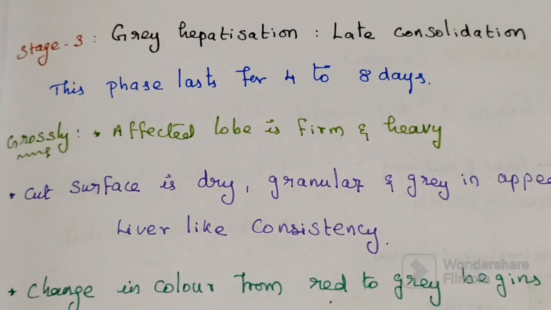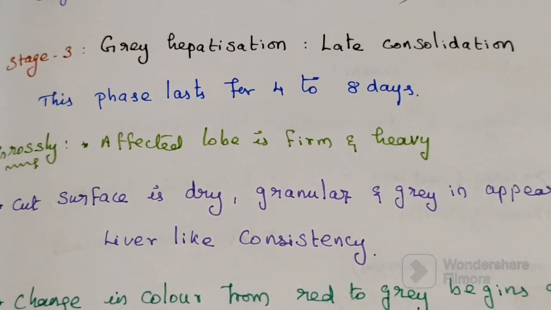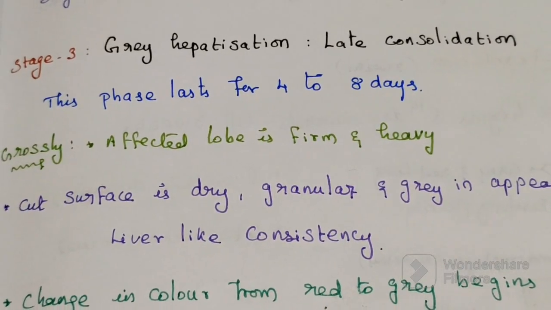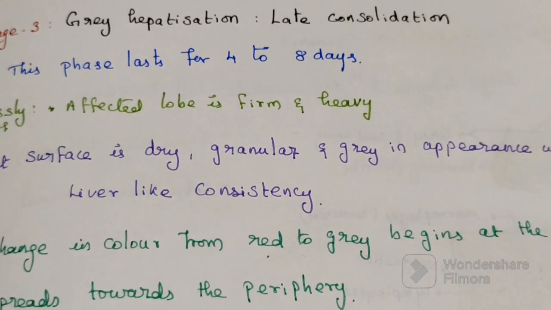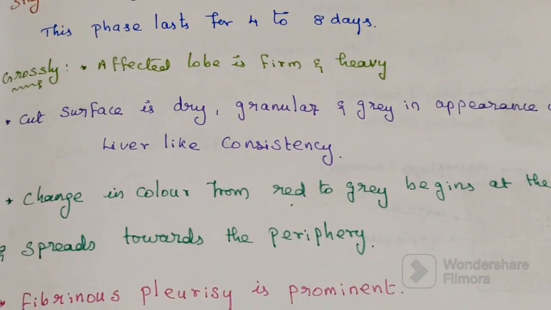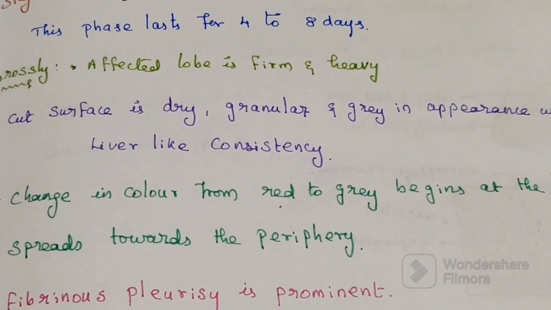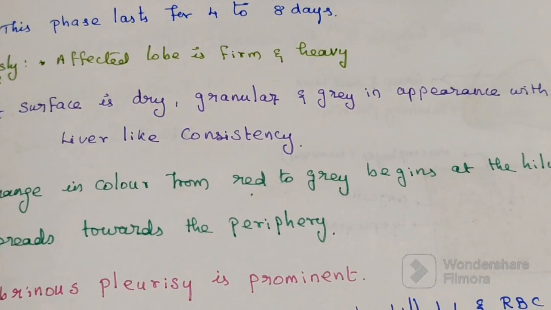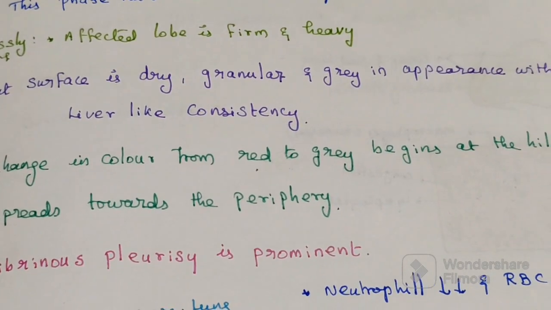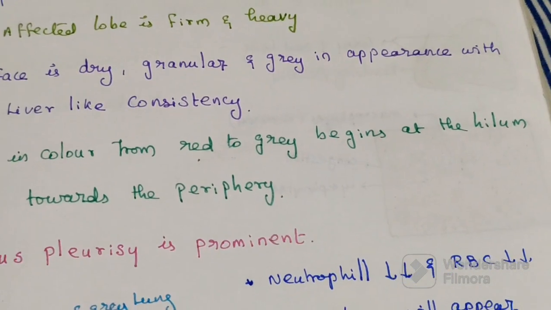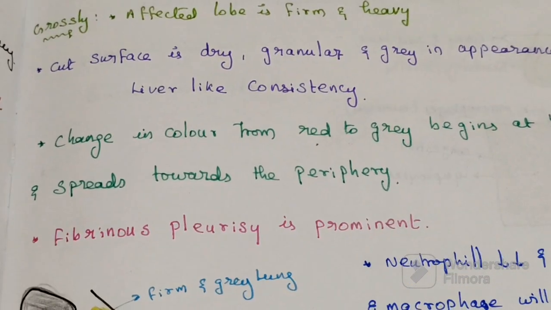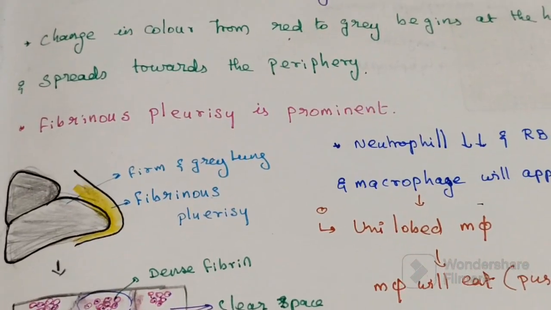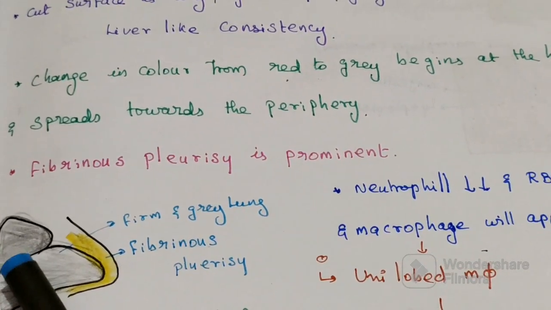Stage 3, gray hepatization. Here it will take 4 to 8 days. The affected lobe is firm and heavy. Cut surface is dry, granular, gray in appearance with liver-like consistency. The color changes from red to gray, beginning at the hilum and spreading towards the periphery. So here it becomes gray in color.